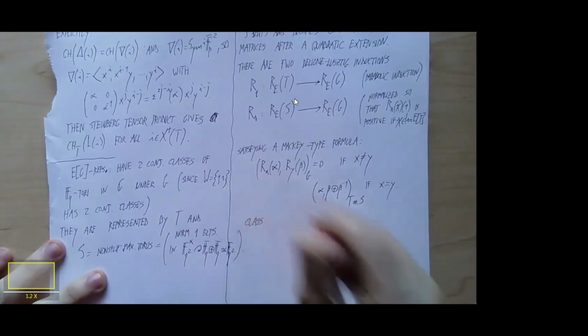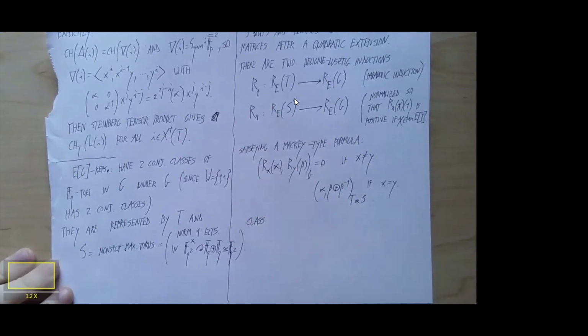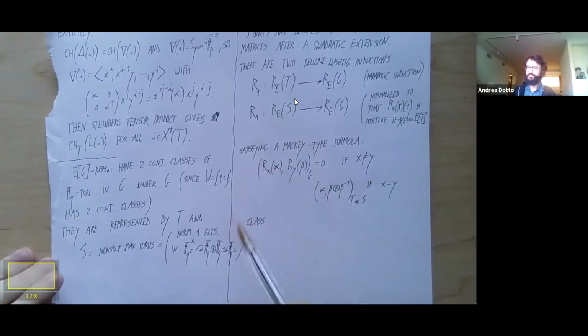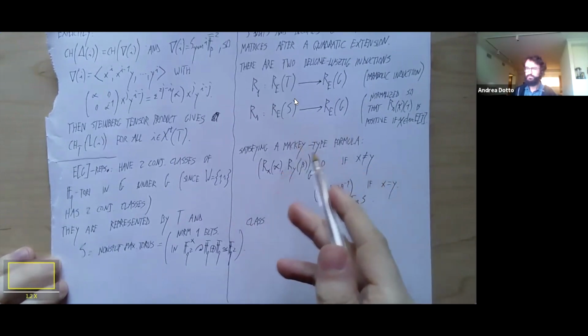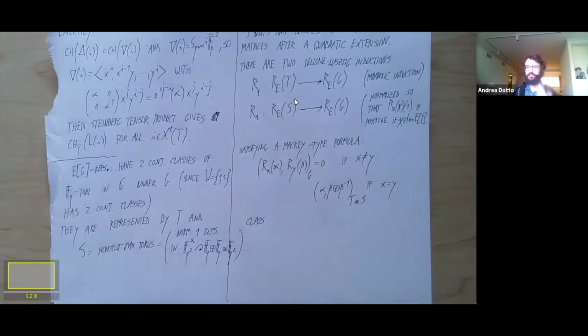So R_s normalization means you take the opposite, you take minus. Yes, exactly. So instead of taking the Euler characteristic of a cohomology, you take minus of that. Okay.